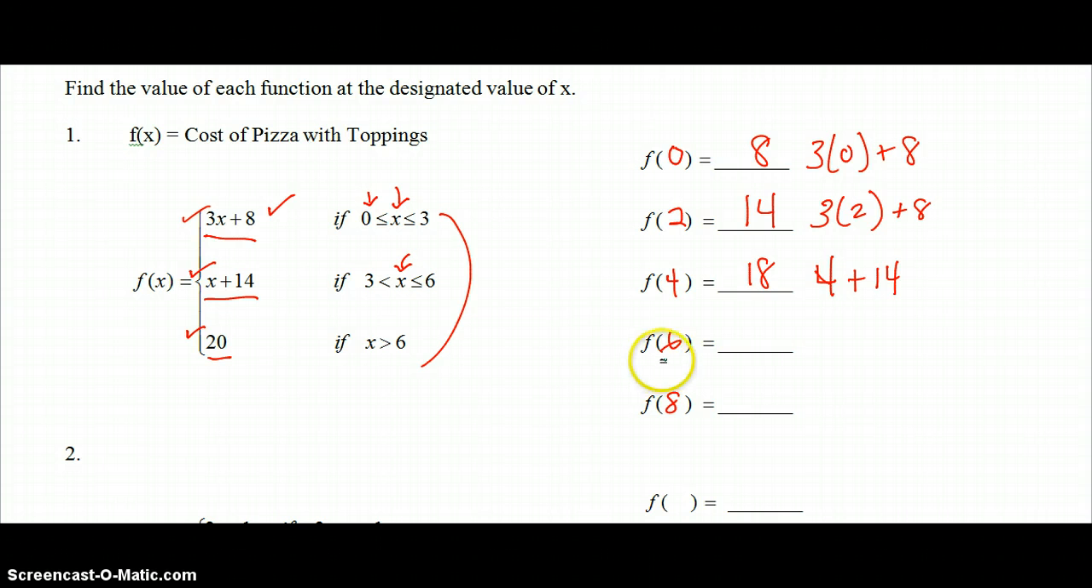The next one's a little tricky because our x value is 6, but if you notice, in this domain, x equals 6, and in this domain, x is greater than 6. So 6 does not fall in this category, it falls up here into this one. So we're going to plug 6 in for x, so 6 plus 14 equals 20. And the last one, f of 8, will fall into this domain because it's greater than 6. Anything you plug into that, the answer will just be 20.